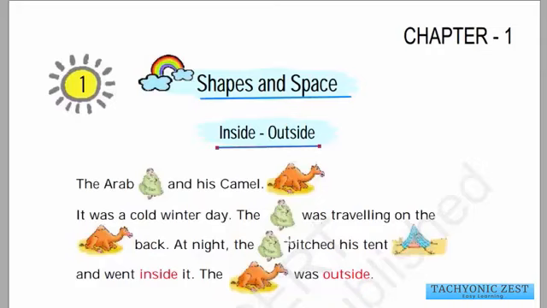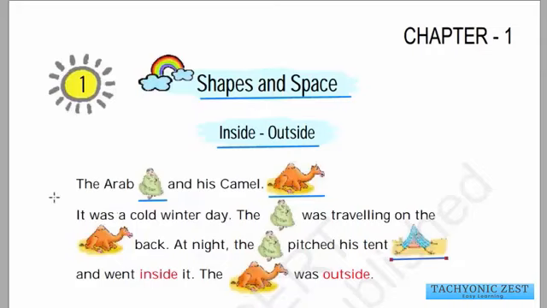In this topic, we are given three objects. First object is the picture of an Arab, who is a man. The second object is the picture of a camel, who is an animal. The third object is the picture of a tent. As you can see, I have underlined all three of them. We'll read the topic and try to understand.